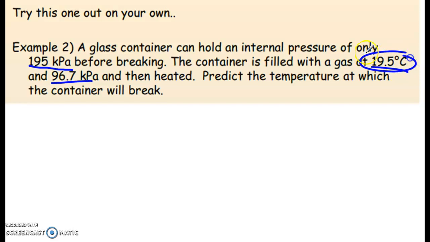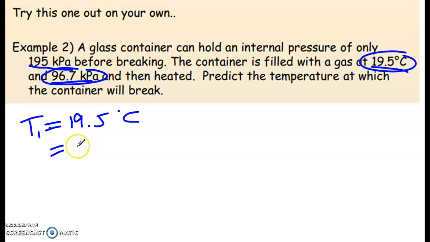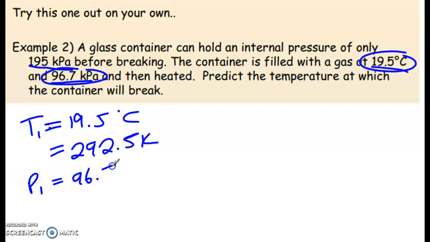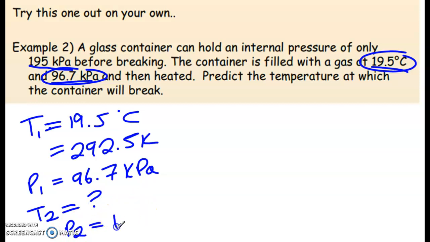Okay, so we have this temperature and this pressure, right? So T1 is 19.5 degrees Celsius, right? So if we do 19.5 plus 273, we get 292.5 Kelvin. And P1 is 96.7 kPa. Okay, so T2 is what we're looking for. We want to know what temperature it will break at, and the pressure is 195 kPa.